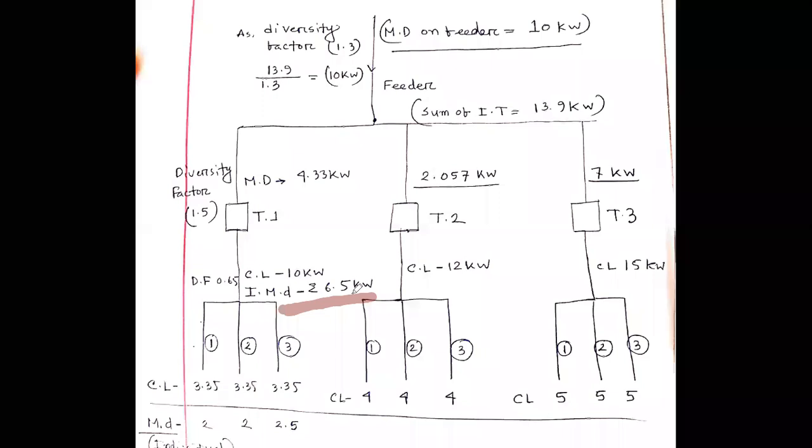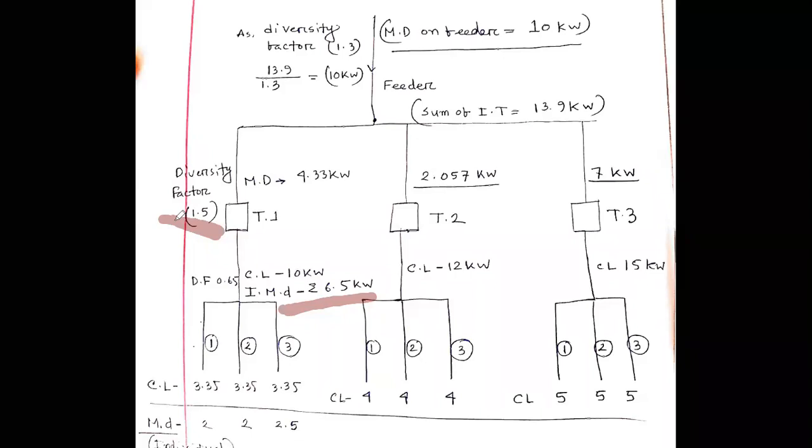But the interesting thing is that the diversity factor is given, that is 1.5. What does it mean? When the diversity factor is given, the question is telling you that these three consumers are not using the power at the same time. They are using it at different times.